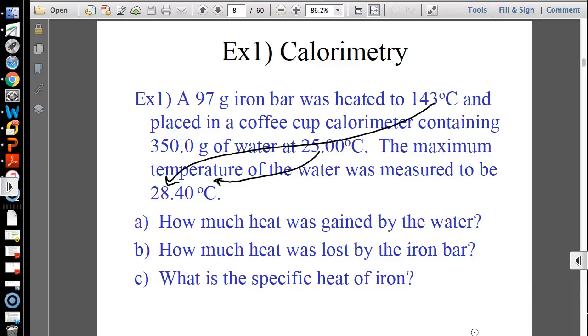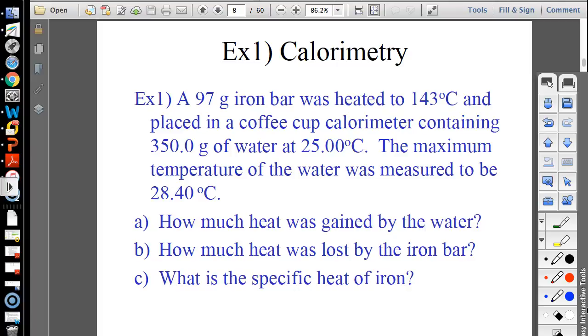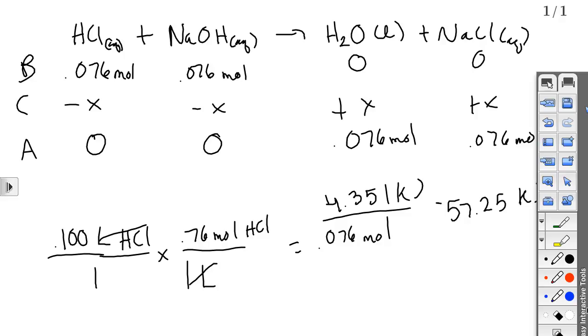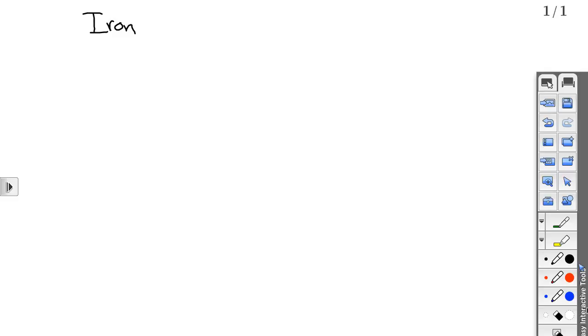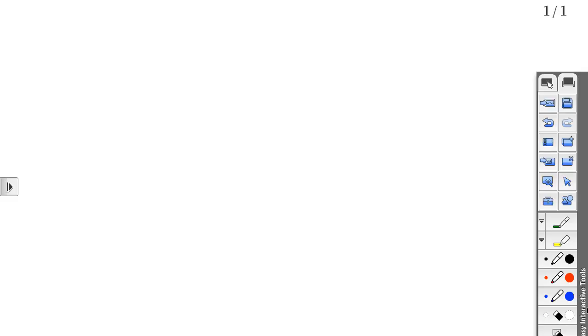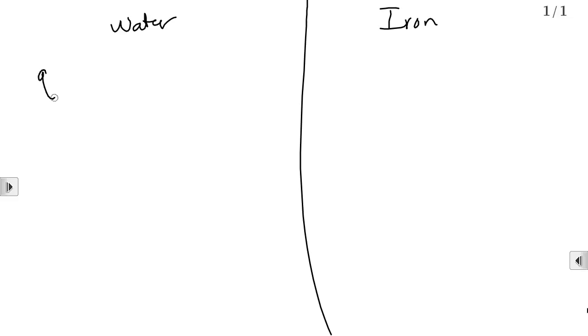But let's go ahead and I'm going to switch screens over. This is when you have two different substances. When you have two different substances, I'm actually going to do water first because we had all the information for the water. Make a chart and do the water on one side and the iron or whatever it is on the other side. Or just do whatever you want and ignore me. But this is what I do. I have all the information I need for the water. The heat gained by the water, I don't know. I can solve for it though.